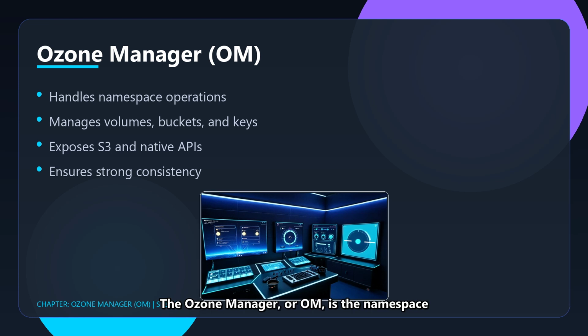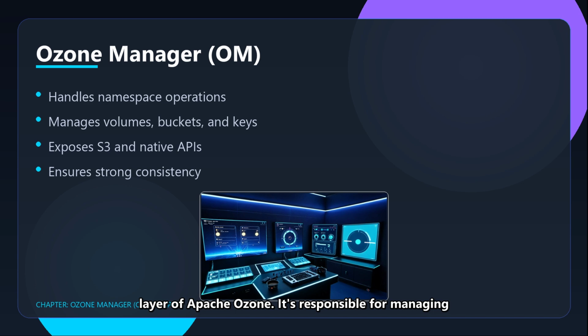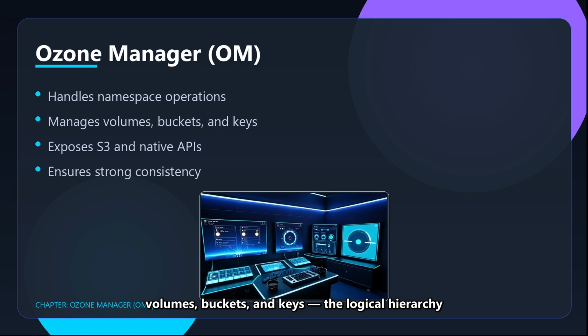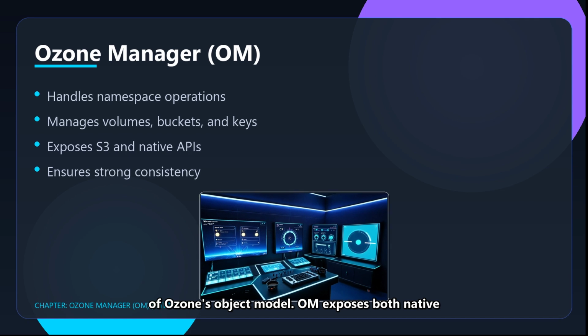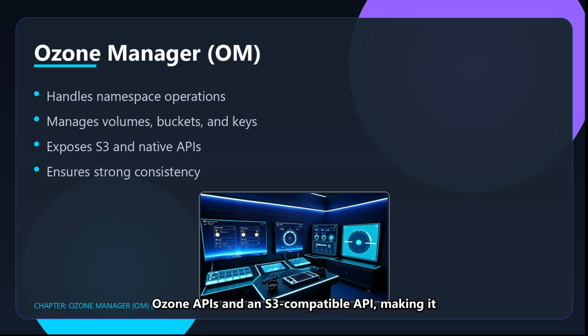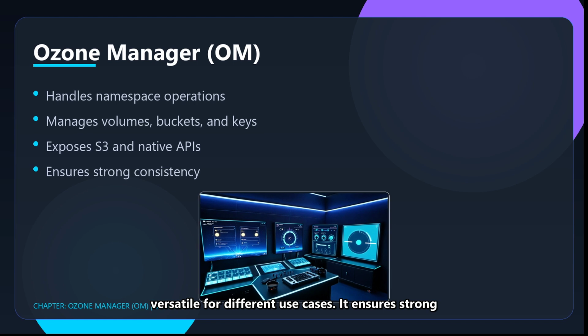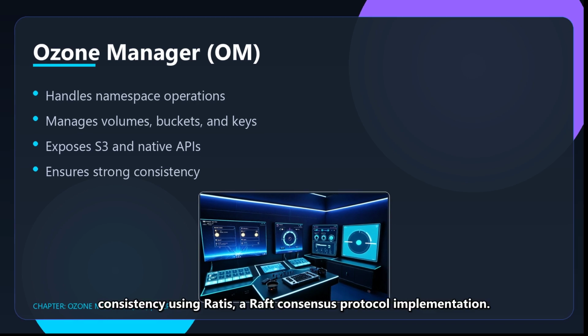The Ozone Manager, or OM, is the namespace layer of Apache Ozone. It's responsible for managing volumes, buckets, and keys, the logical hierarchy of Ozone's object model. OM exposes both native Ozone APIs and an S3-compatible API, making it versatile for different use cases. It ensures strong consistency using Ratis, a Raft consensus protocol implementation.